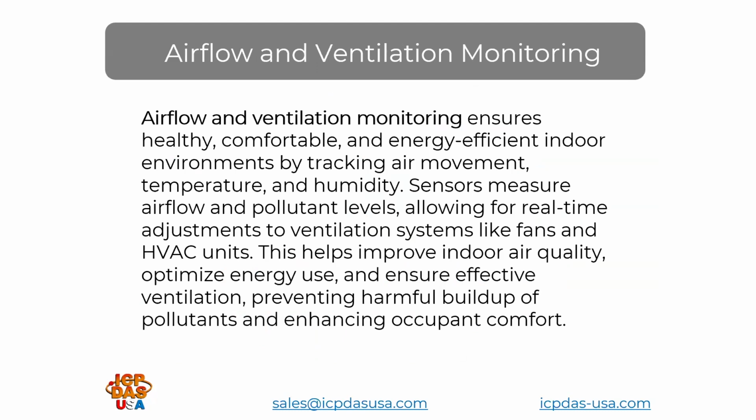This type of monitoring typically involves the use of sensors that measure factors such as airspeed, temperature, and humidity, which are then used to adjust the operation of ventilation systems like fans, dampers, and HVAC units. Continuous monitoring allows for real-time adjustment to airflow, ensuring that areas with poor ventilation or high pollutant levels are promptly addressed. In addition to improving air quality and occupant comfort, airflow and ventilation monitoring also helps to optimize energy usage by ensuring that systems only operate when needed, reducing unnecessary energy consumption.